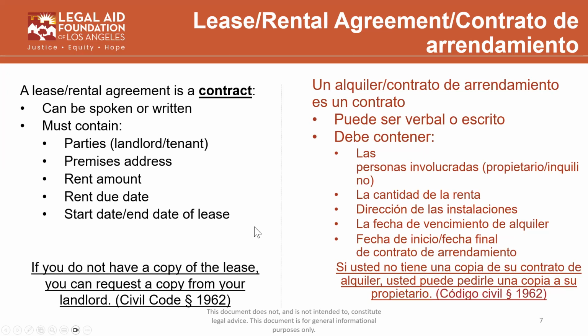The key terms that you're looking for in a lease agreement is identification of the parties. So who is the landlord and who is the tenant, the premises address, the rent amount, the rent due date, and the start and end date of the lease. If you do not have a copy of your lease agreement and you have a written lease, you can request a copy of this from your landlord.